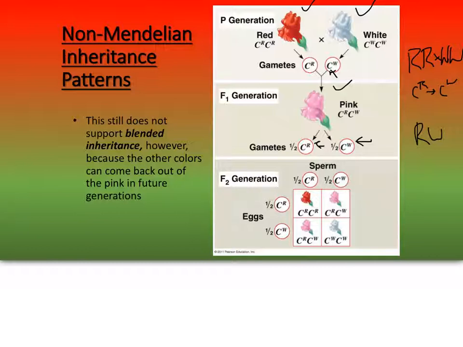Now, a lot of the people who were against Mendel said that, hey, this is an example of blending inheritance, which is what they thought happened. But what we can now show is it's not blending inheritance, because if you then cross the pink flowers with each other, you don't get all pink or other shades of pink. You can go back to having red, you can go back to having white, or you can get pink again.